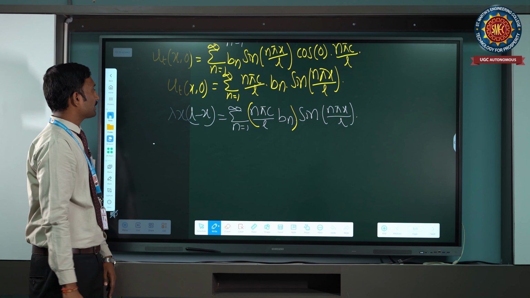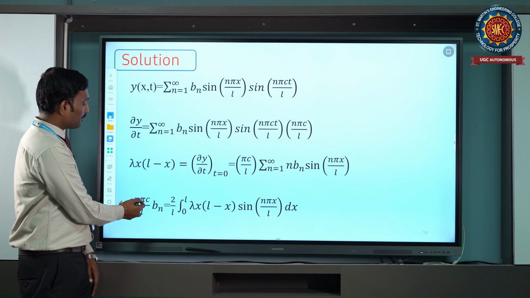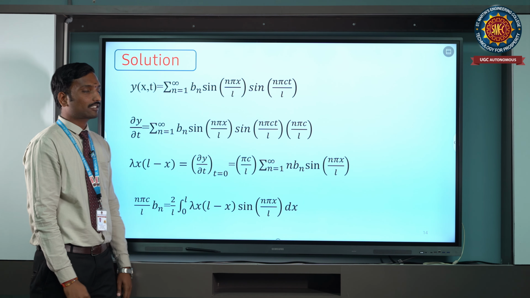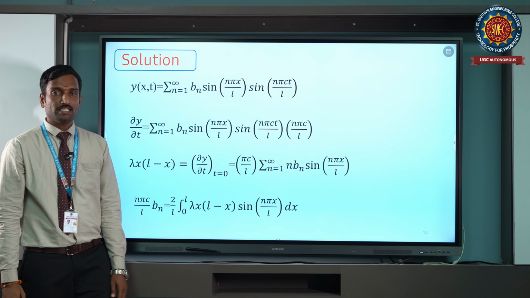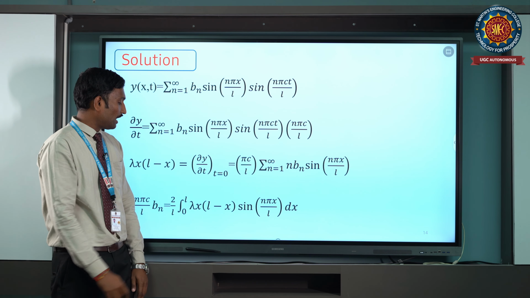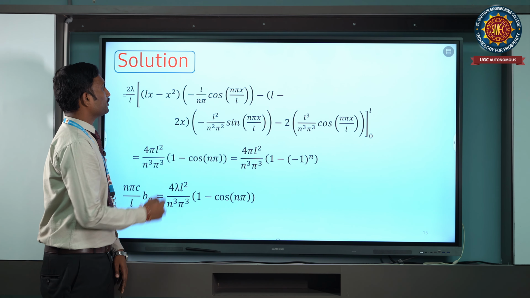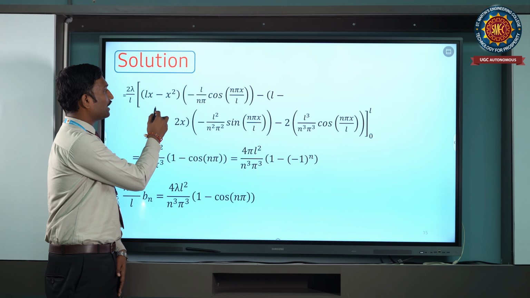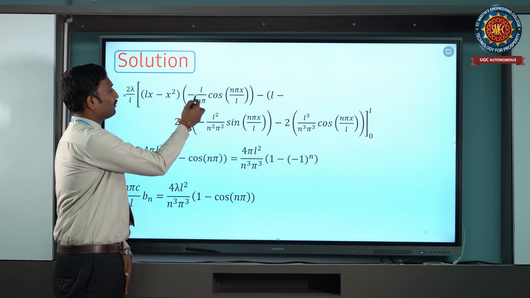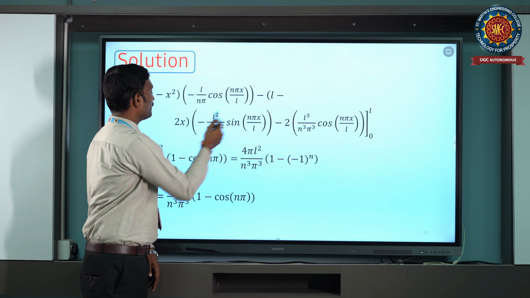Here the solution of the Fourier series that we can take in the form of n pi c by L into bn is equal to 2 by L into integral 0 to L of lambda x into (L minus x) sine n pi x by L into dx. Here the value of L is the length of the string and the limits are 0 to L. By applying integration to that, here we have Lx minus x square. The integration of the function sine n pi x by L we write as minus L by n pi cos n pi x by L, and the derivative of Lx minus x square is L minus 2x.